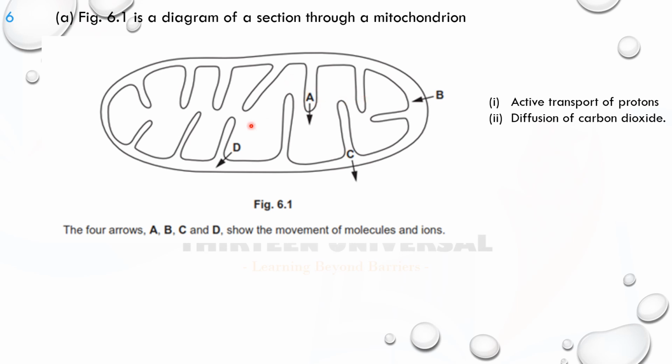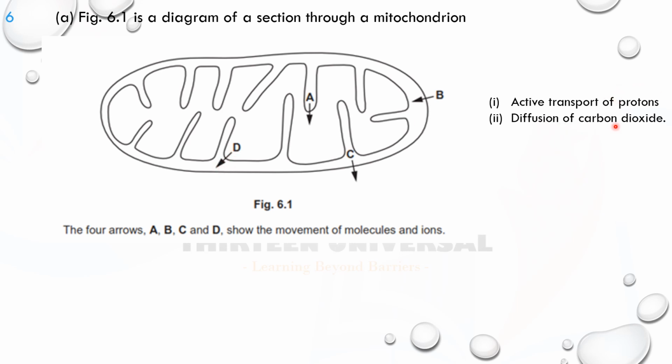Pumped from here, that's it. During the electron transport chain, the energy released is used to pump protons from here into the intermembrane space, so that a proton gradient is set up here. So this is D, which shows active transport of protons.